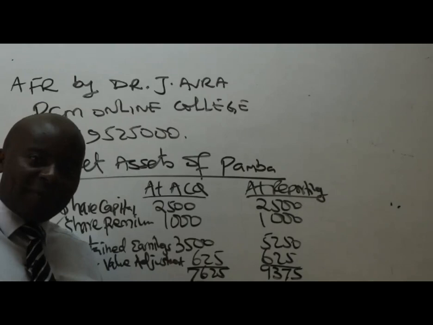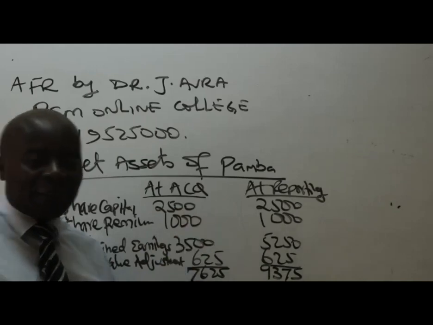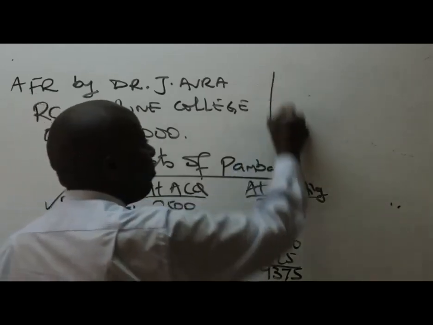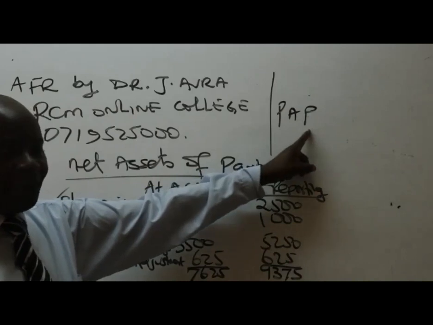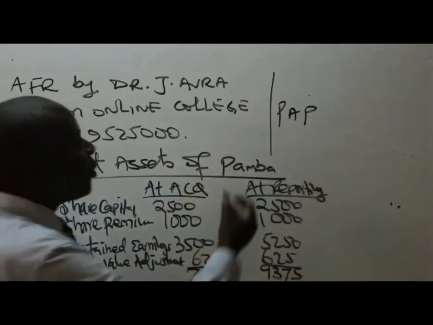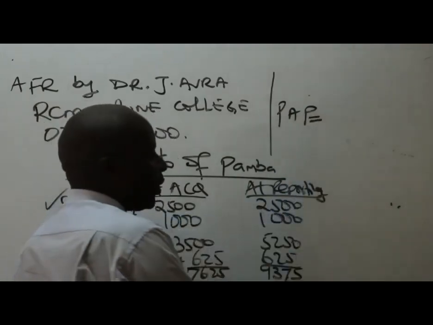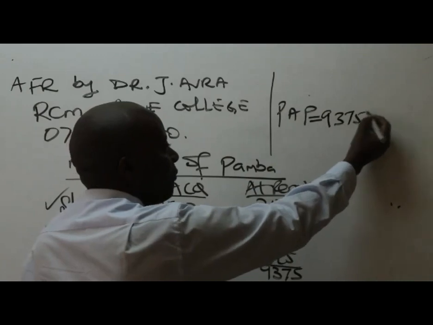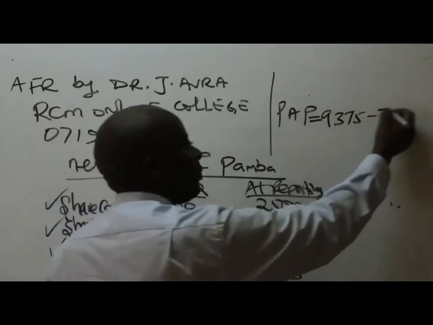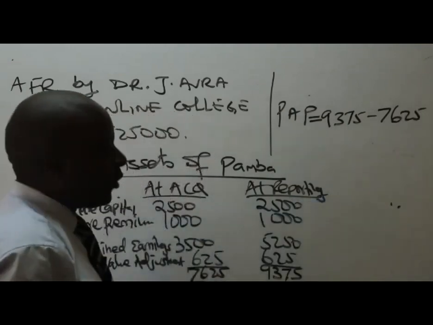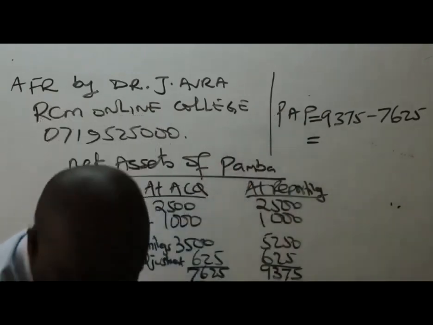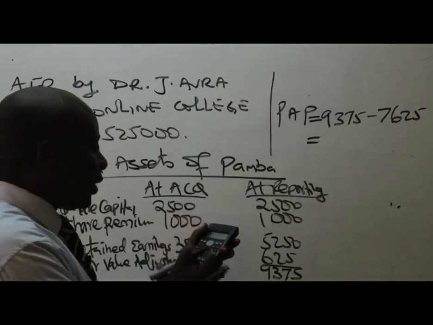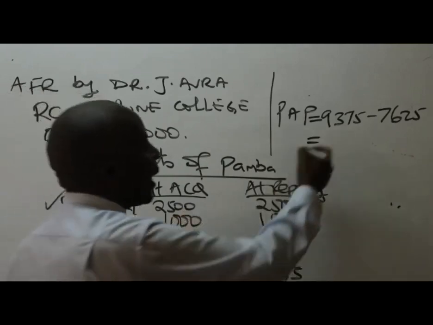Because of the group retained earnings and because of the non-controlling interest value, it will be very important for me to calculate what we call the PAP. PAP stands for post-acquisition profit. So the post-acquisition profit, what do we have here? It will be net assets at reporting, which is 9375, minus net assets at acquisition, which is 7625. What do we have here? I can see 1750.